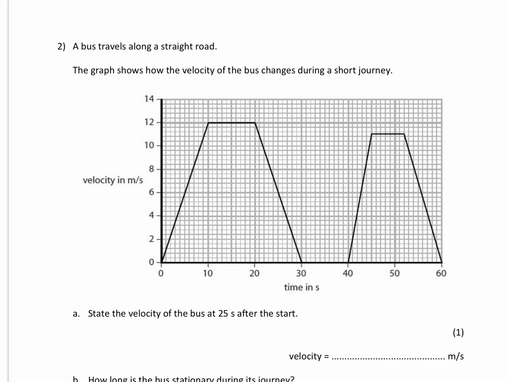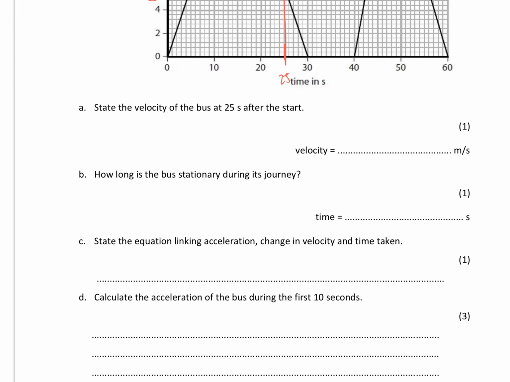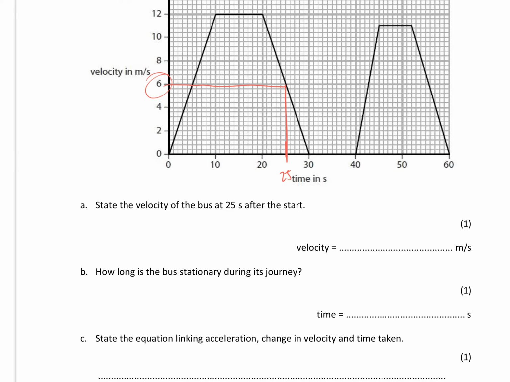So let's write that along, 25. See how easy it is to get it wrong. And that comes across to 6. So therefore, the velocity is 6. Easy one marker. How long is the bus stationary during its journey? Now, careful here. This is a constant speed, or velocity. This is the only stationary bit. So therefore I think the difference there is 10 seconds. Good.